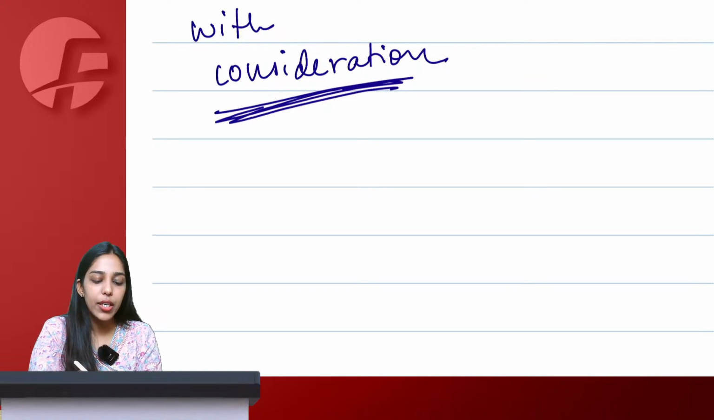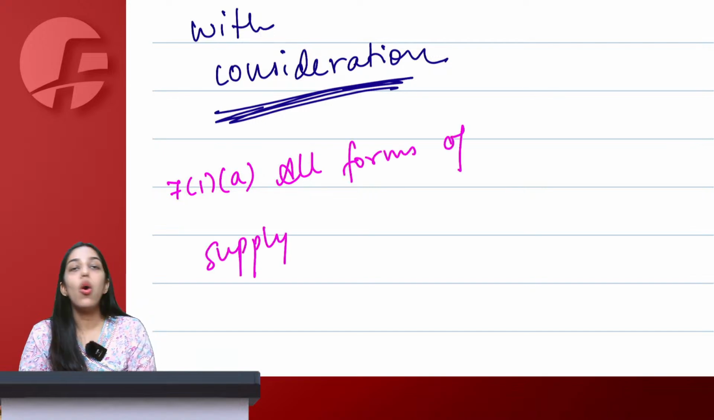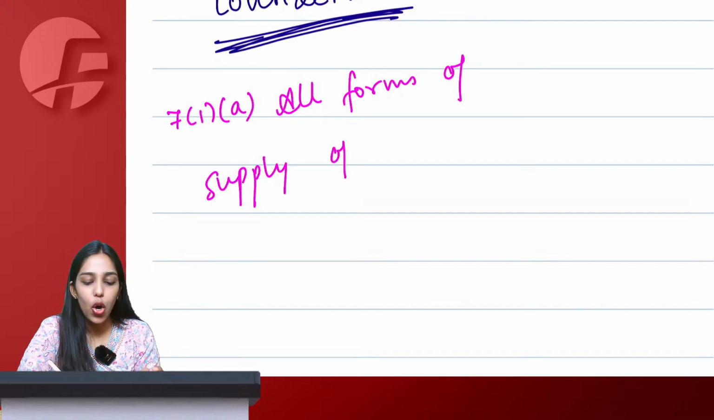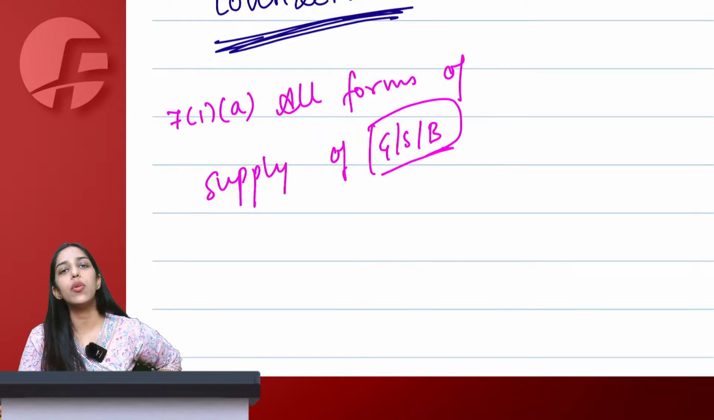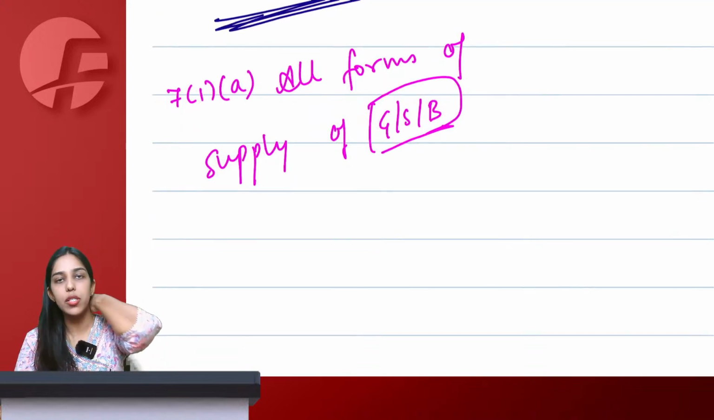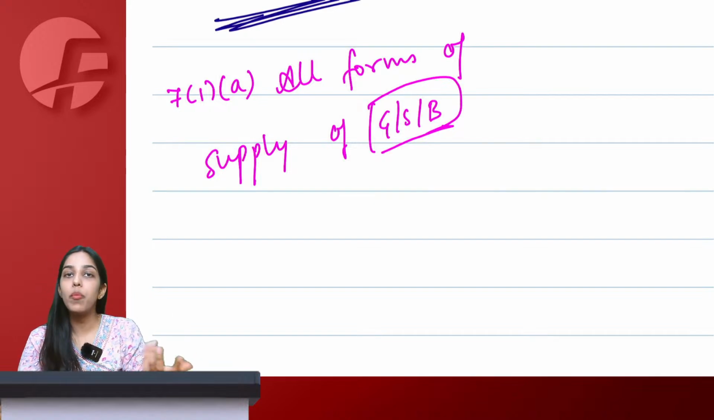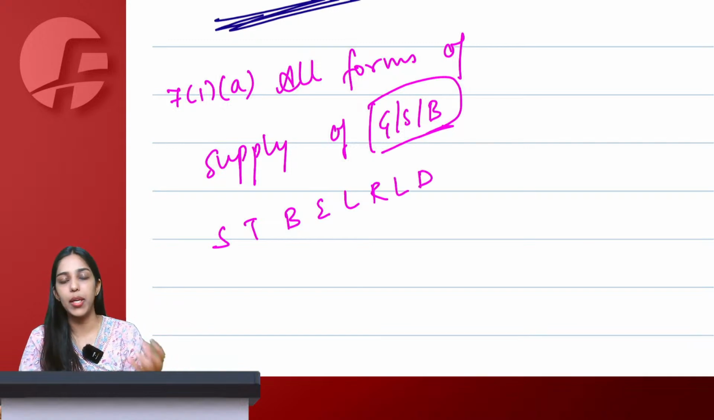Okay. So section 7.1a, which simply talks about all forms of supply. Supply of what? Of goods, services, or both. Of course, because GST can be levied only and only on supply of goods or services. So all forms of supply of goods, services, or both. What can be forms of supply? Sale, transfer, barter, exchange, license, rental, lease, disposal. These are all forms of supply.